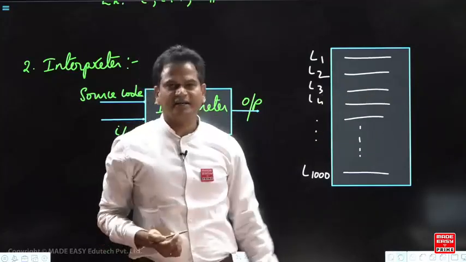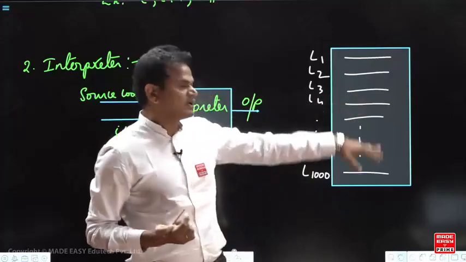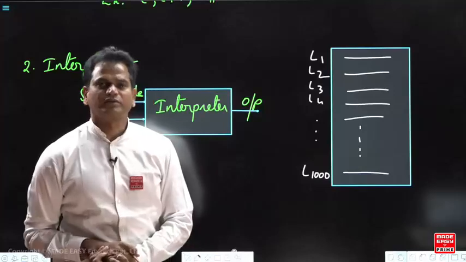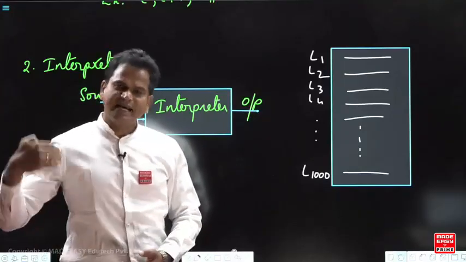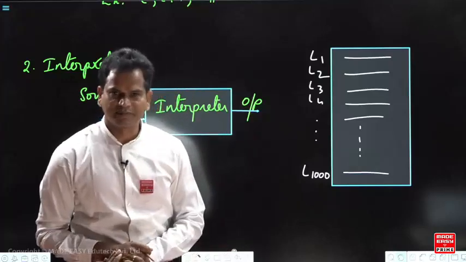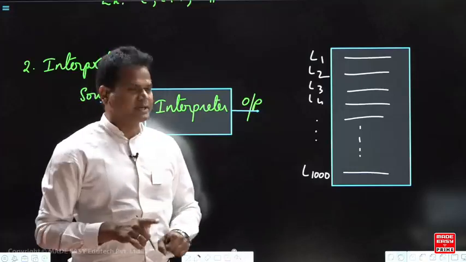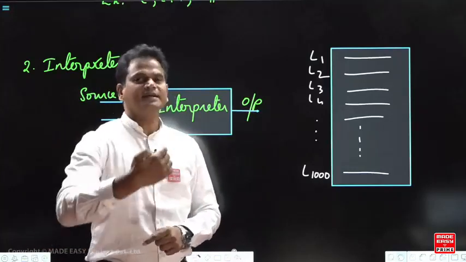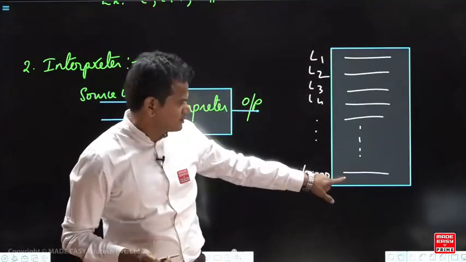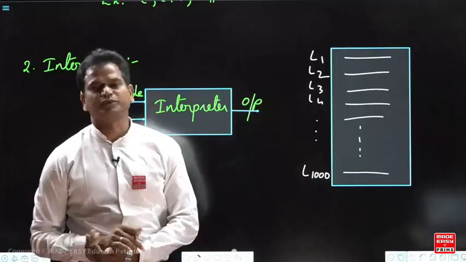Suppose we got the error at line 3. Until we resolve the error, until we fix that error, the interpreter will not move to the next line. Once the error is resolved, then it will go to line 4, then line 5, then line 6. Again, if any error is present in any line, immediately it will be produced. Do you understand? So error diagnosis in an interpreter is easier than in a compiler. Got it? And once it completes the last line, the 1000th line, immediately it will produce the output.